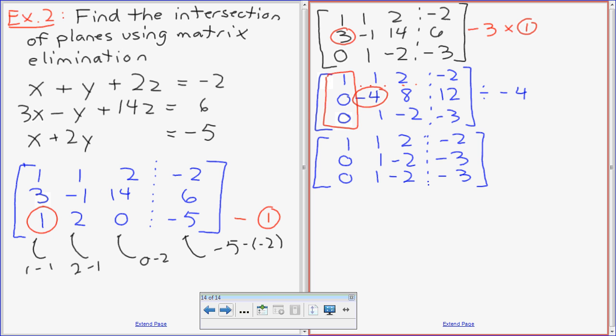They're the same, okay? So what I'm going to do is subtract this from my second row. Subtract 2.